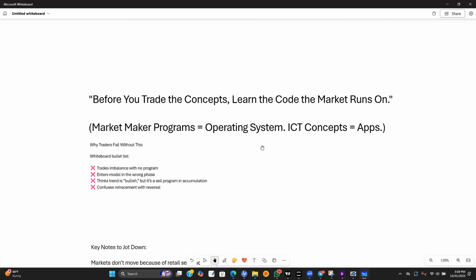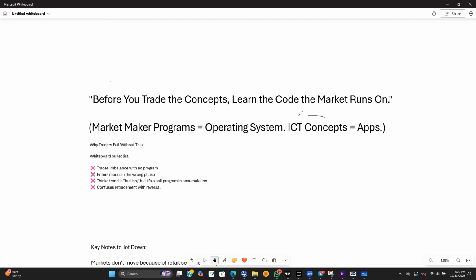All right, guys. So today, what we'll cover is just simply how to spot a market maker buy sell program. And honestly, as an ICT trader, digging into buy and sell programs and really enhancing your understanding and perception around buy and sell programs is probably the single most important thing you can do. And so here's a little motto: before you trade concepts, learn the code that the market is running on.